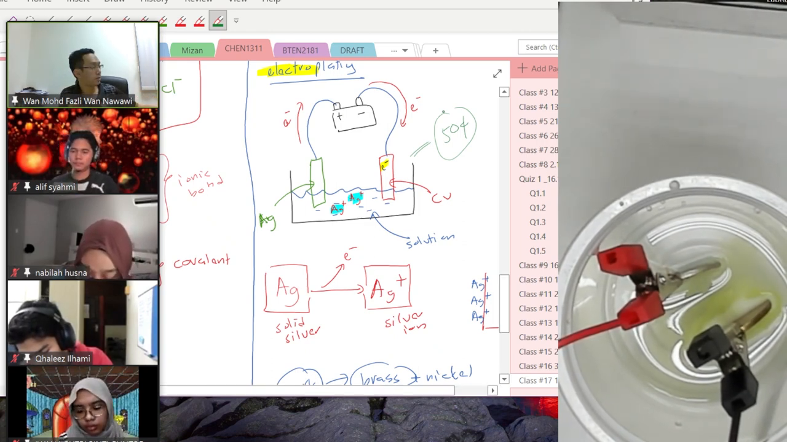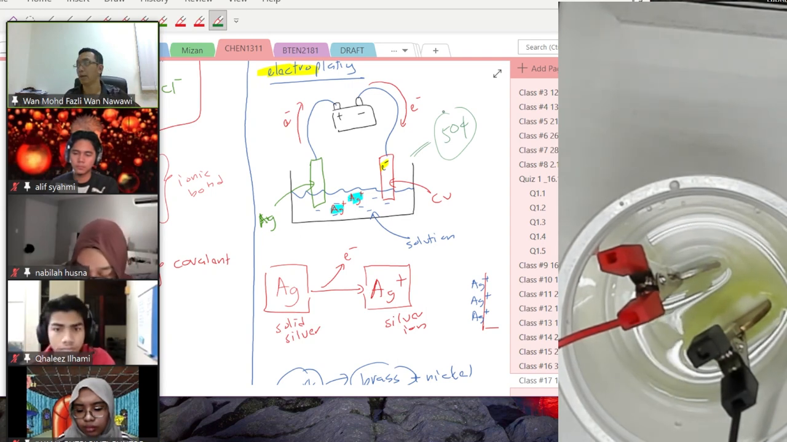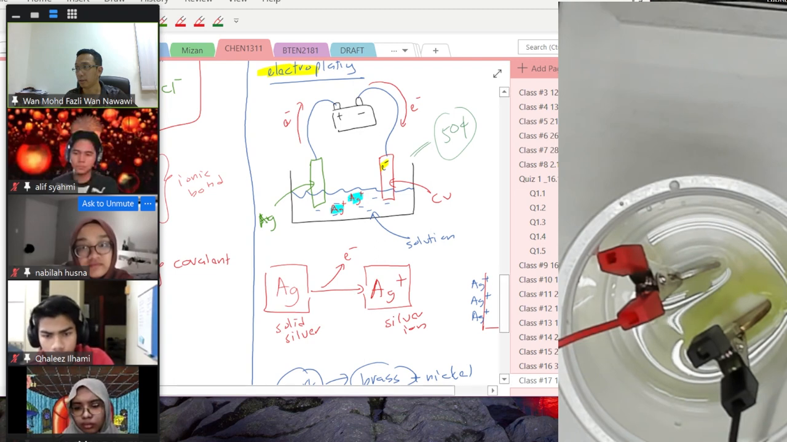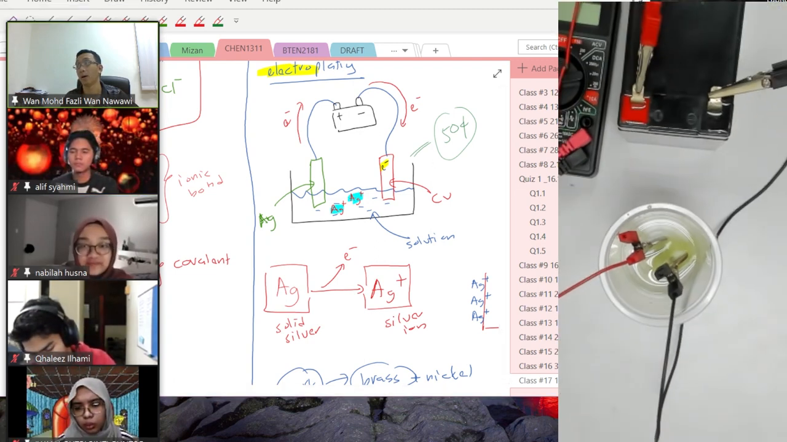So the way you put it affects it. If you put the 50 cent on the red, it is different from when you put the 50 cent on the black. Okay, so this is electroplating. You can see the color there. The color changes. Something is coming out from this thing.